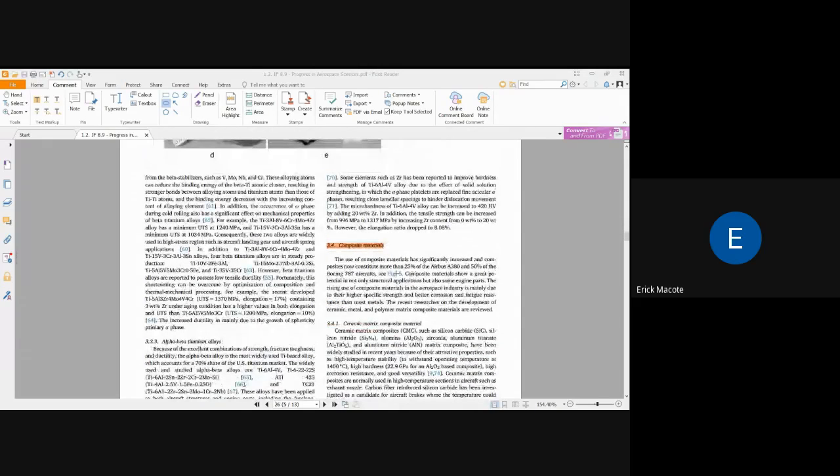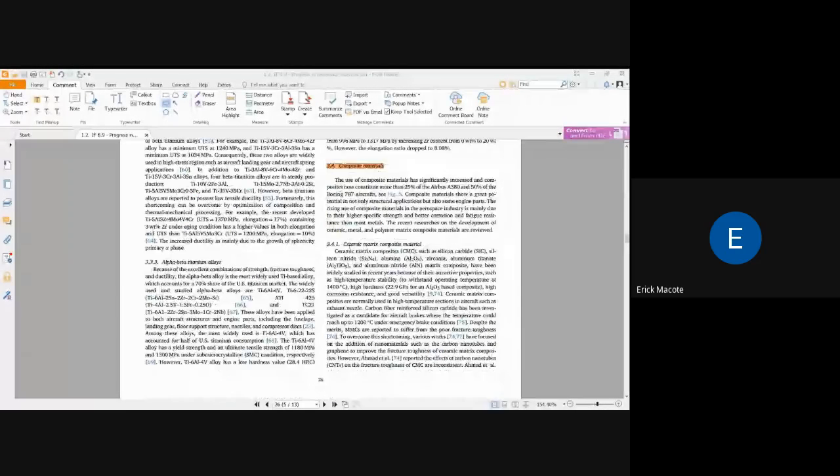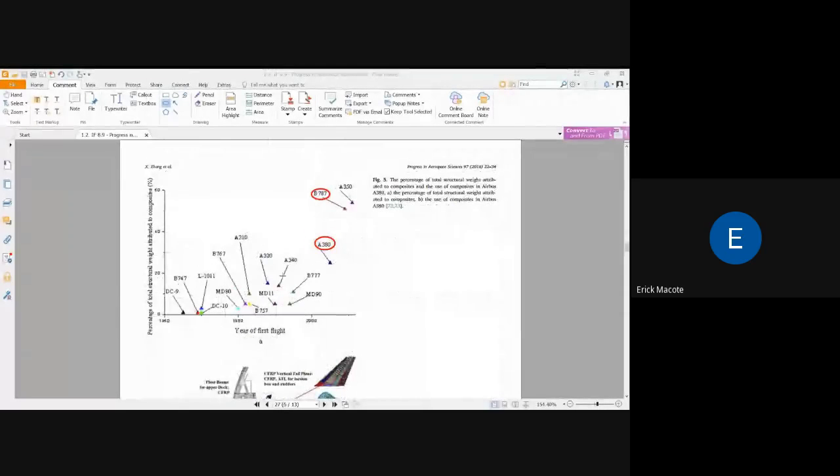Regarding composite materials, their use has greatly increased, as we can see in figure 5. Composites constitute more than 25% of the Airbus 380 and 50% of the Boeing 787.